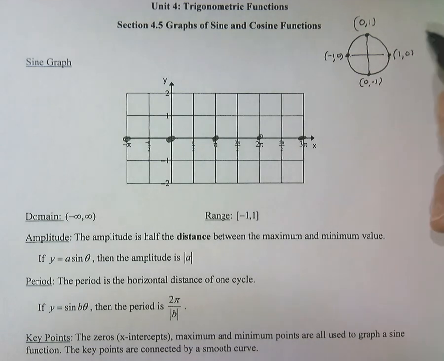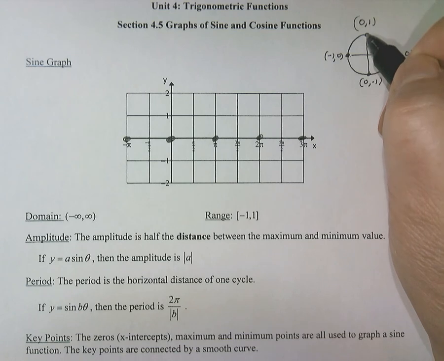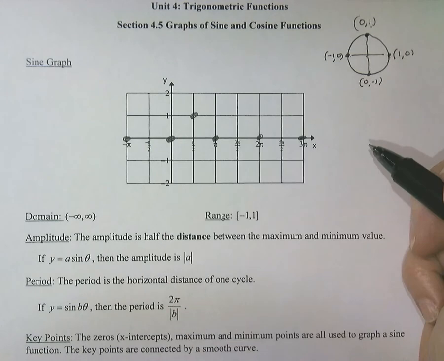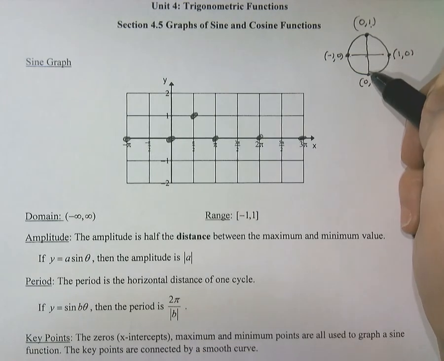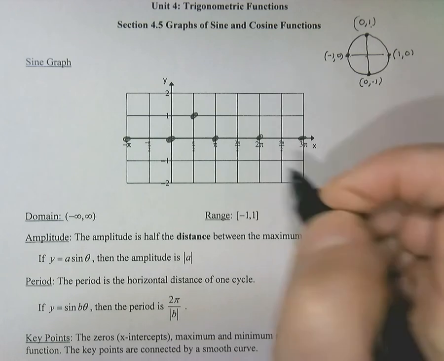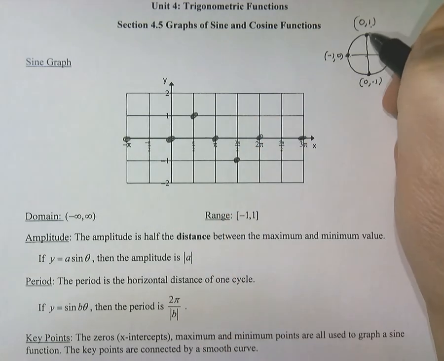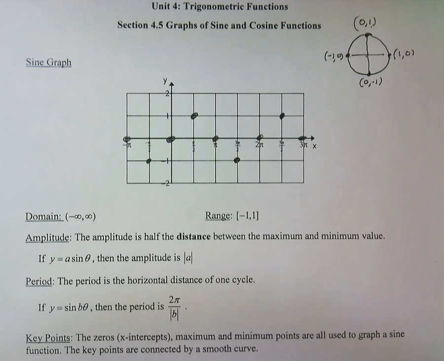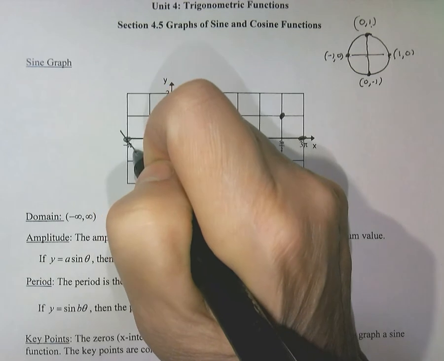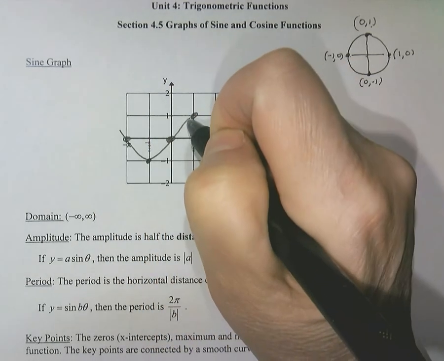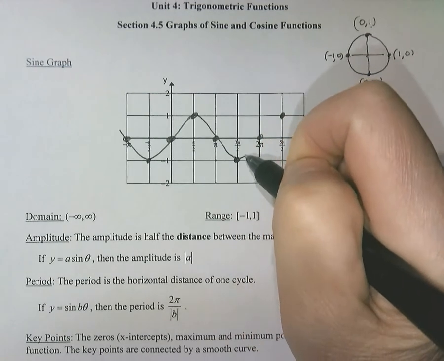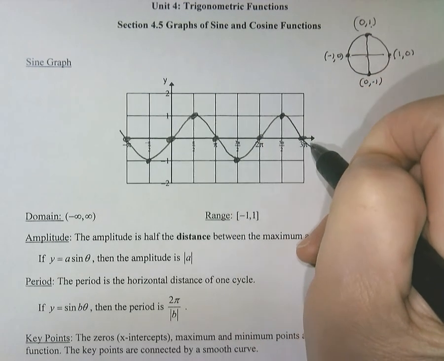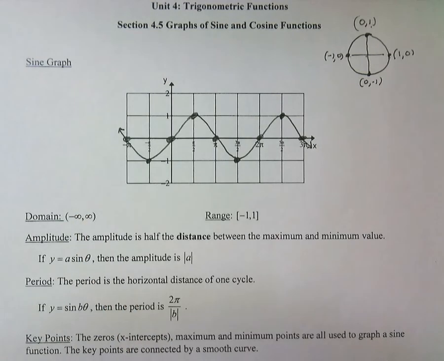Then what happens is I have this point 0, 1, and this occurs at pi over 2. So at pi over 2, sine is 1. Then I come over here to 3 pi over 2. The sine is negative 1. If I keep going, this is 5 pi over 2. And the pattern continues, so I could go in both directions. So these are the key points that I would need to graph my sine wave. And I'm just going to go ahead and connect them with a smooth curve.